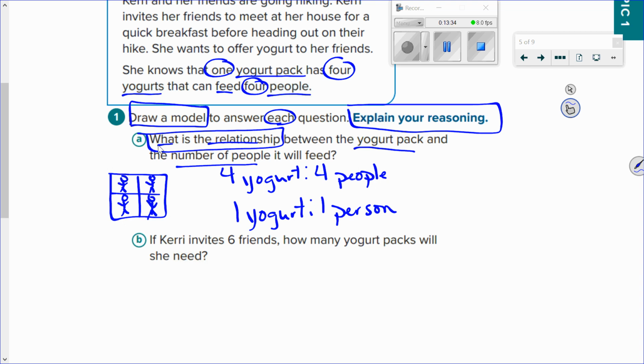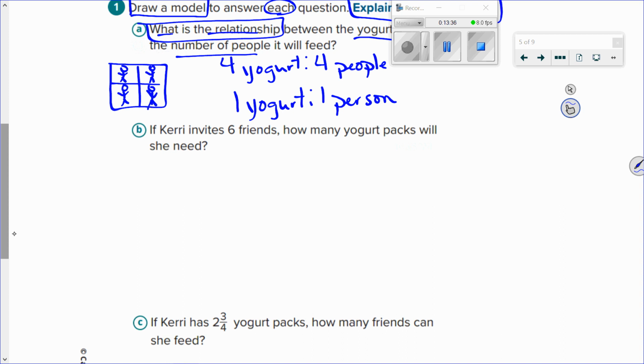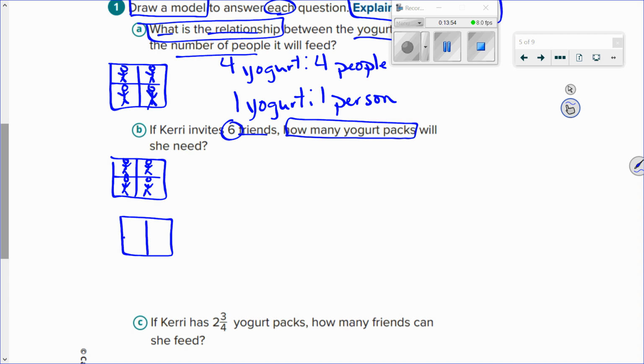If Carrie invites 6 friends, how many yogurt packs will she need? If we do our model again, they're in packs of 4. So I have this one with my 4 people. And then my next pack, how many do I use? 2, because I only have 6 people, right? Carrie's included.